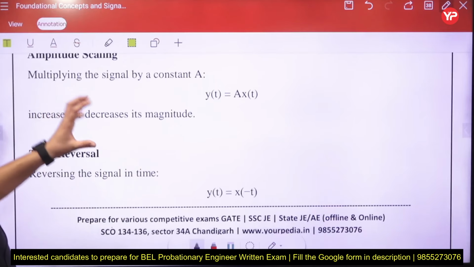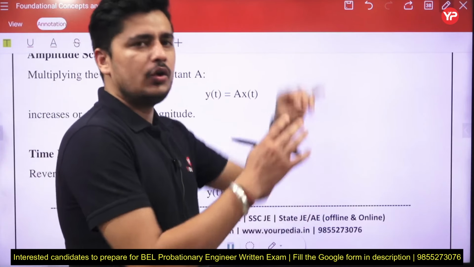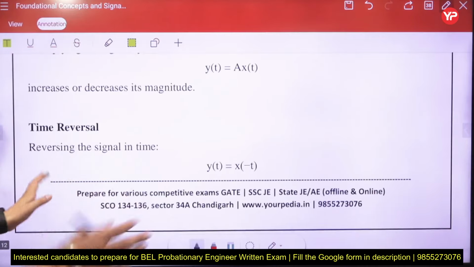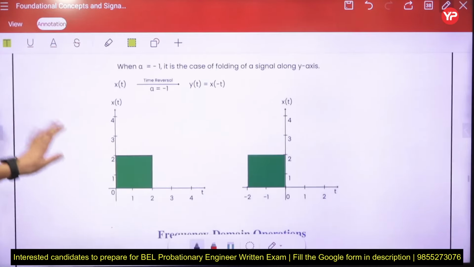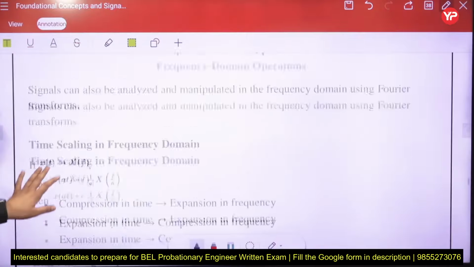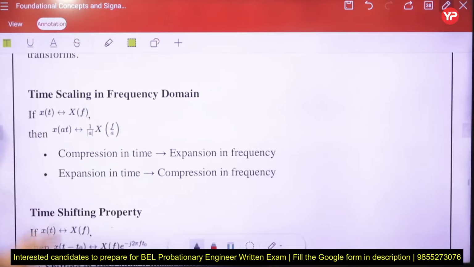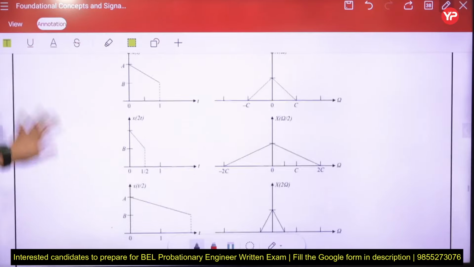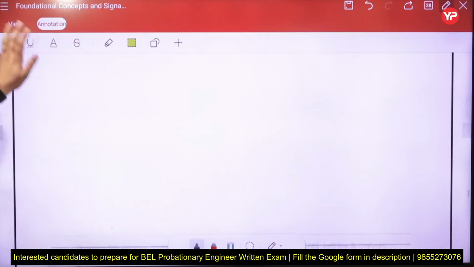Amplitude scaling. Amplitude scaling means when you are multiplying the value, only the amplitude value will be multiplied. Time reversal, you just make the mirror image about the y-axis. If you have a signal like this, you have to make a mirror image about that axis. That is time reversal. So these are some frequency domain properties. We will discuss that when we complete the Fourier transform.